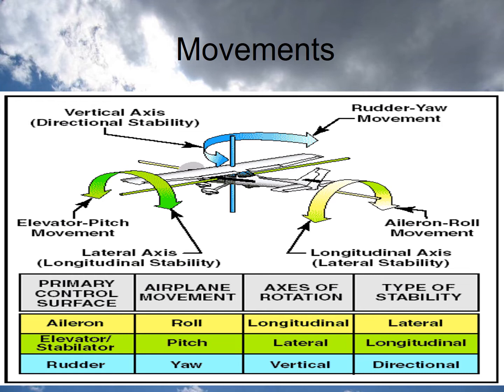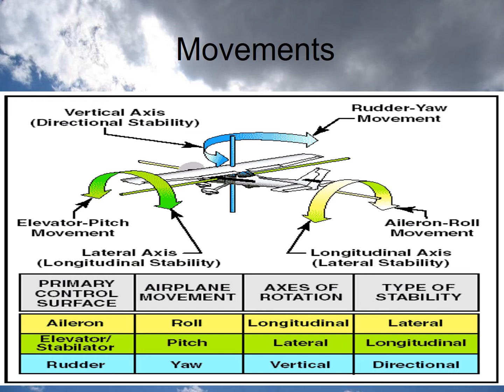For now, we're going to check on the primary control surfaces. For an aileron, the airplane movement that it causes is roll, and the axis of rotation is along the longitudinal axis. The type of stability associated with this, for it to return back to neutral, is lateral stability.